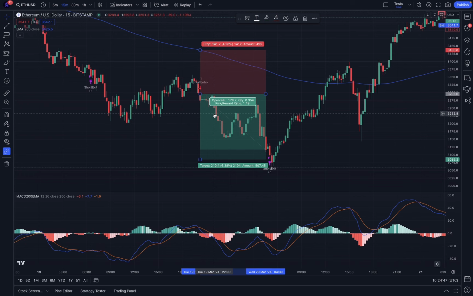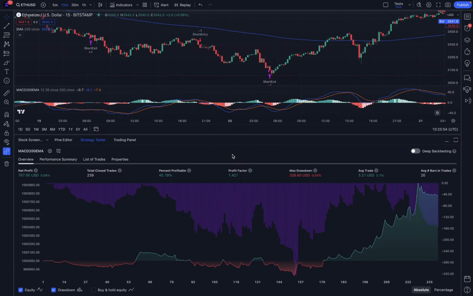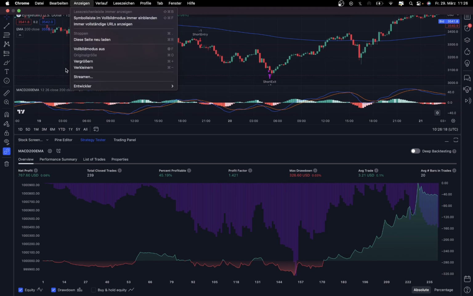And now let's take a look at the statistics, at the backtesting results. And here are the backtesting results for the Ethereum USD 15-minute time frame chart. And as you can see, the results are not so good. We have a win rate of 45%, profit factor of 1.4. This is profitable, but not really reliable, as you can see here. Let's take a look at other time frames.